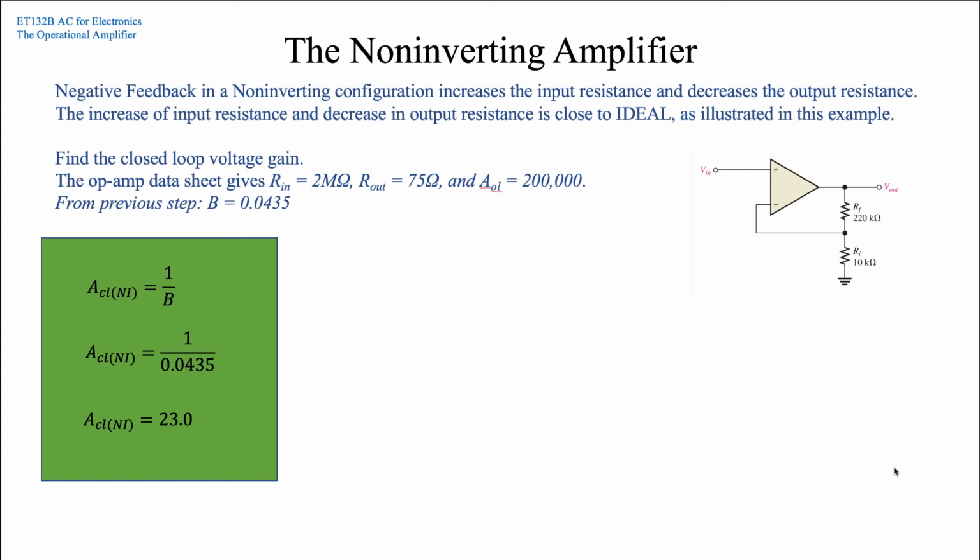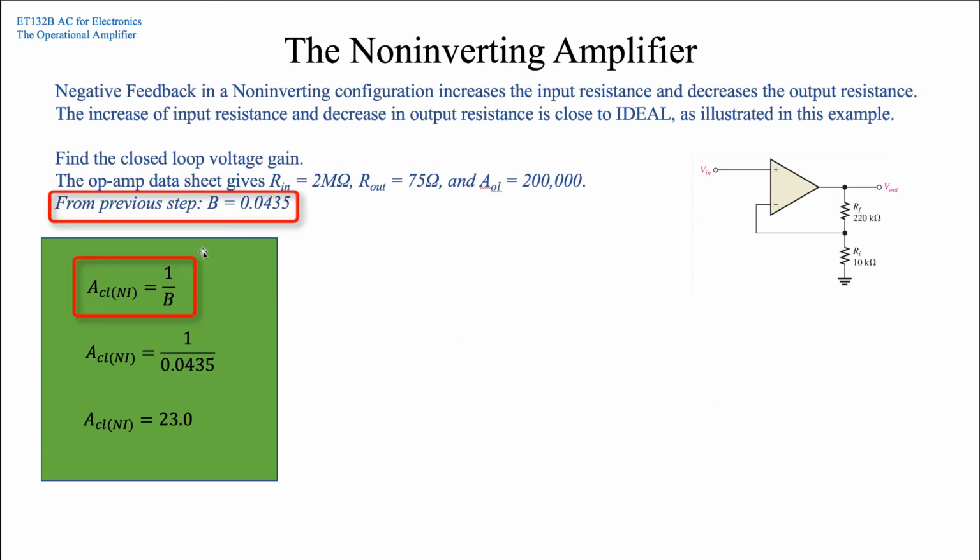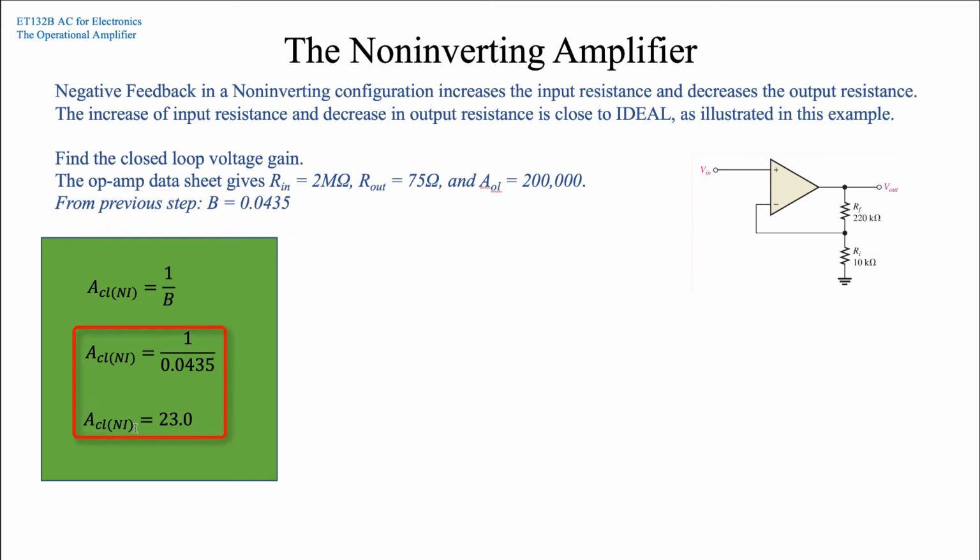Now we're going to find the closed loop voltage gain. So in this case, negative feedback in a non-inverting configuration increases again the input resistance and decreases the output resistance. We are going to use the value from the previous step, 0.0435, as our attenuation. Remember, we solved it back here. So 1 over the closed loop gain non-inverting is the inverse of B, so 1 over B gives us a closed loop gain value of 23.